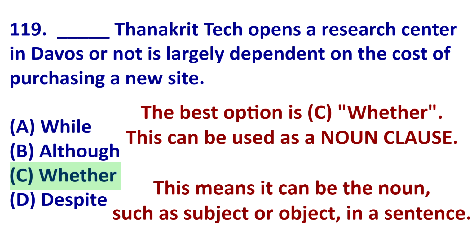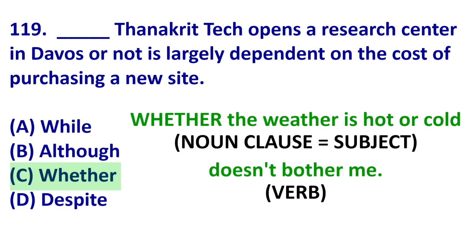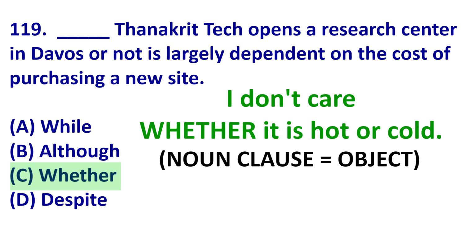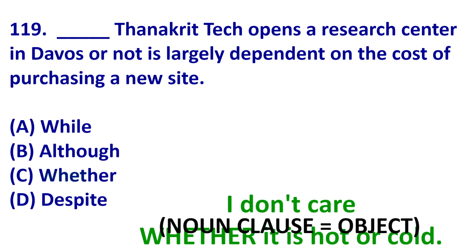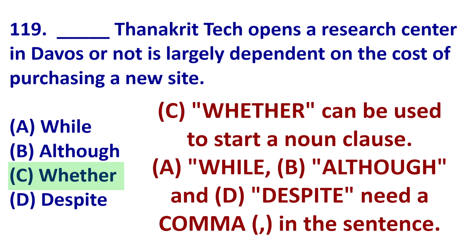This can be a noun clause or an adverb clause starter. For example, I could say, whether the water is hot or cold doesn't bother me. So here, whether the water is hot or cold is the subject. This is a noun clause. You could also use it as an object. I don't care whether the water is hot or cold. This is a noun clause. So whether can be used to start a noun clause. Everything else starts an adverb clause or a prepositional phrase, so it is incorrect. All right, so the answer here, of course, as we said, is C.